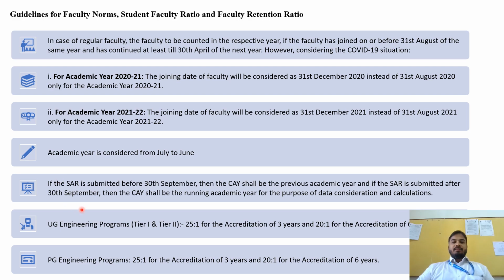So for UG engineering programs, Tier 1 and Tier 2, the SFR has to be maintained at 25 is to 1. If that is maintained or below that, then it is eligible for accreditation for 3 years. If it is 20 is to 1 or less than that, then it will be eligible for accreditation for 6 years. However, the other rules and regulations also have to be met along with SFR.